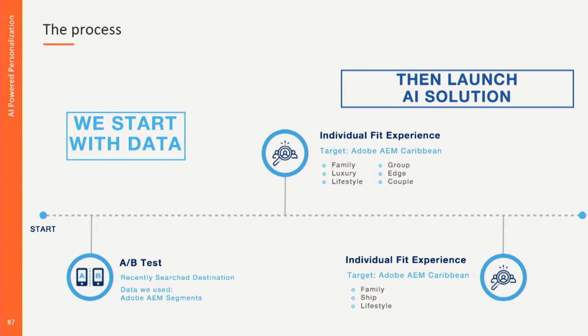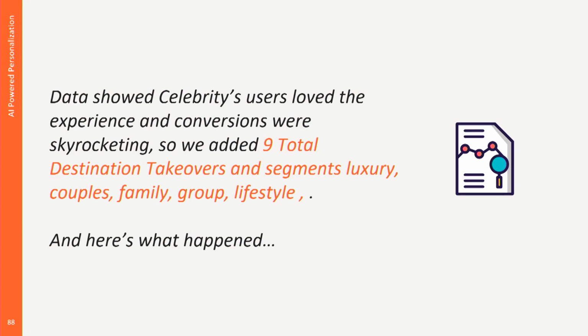And when you plug it into the AI, there's a lot of different AIs. There's a lot of different things that you can do. But what we did with this particular one is we added 9 destination segments, and we added things like luxury, couples, family, group, lifestyle, so that we could showcase that homepage to the customer.